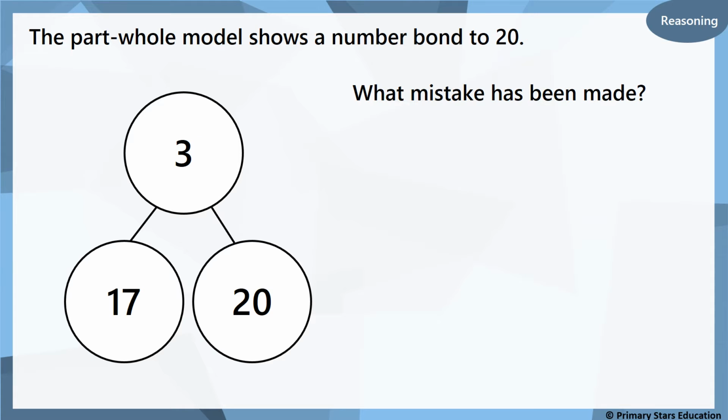What mistake has been made in this part-whole model? And how do you know? Have a little think about it and perhaps you could write down to show me what it should look like.